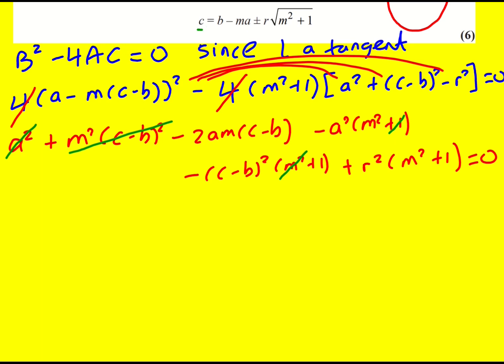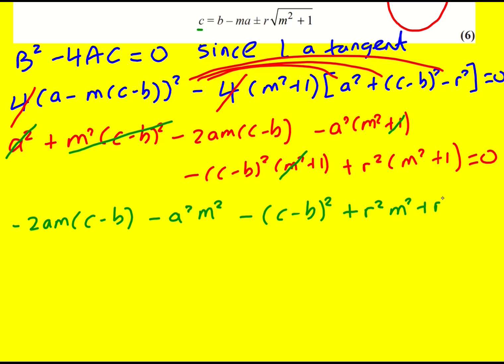And remember, I'm trying to get c. So minus 2am times (c minus b), minus a squared m squared, minus (c minus b) squared, plus r squared m squared plus r squared is equal to 0. Right, now what I actually spot here is that I've got a quadratic in (c minus b) squared. Or sorry, in c minus b.